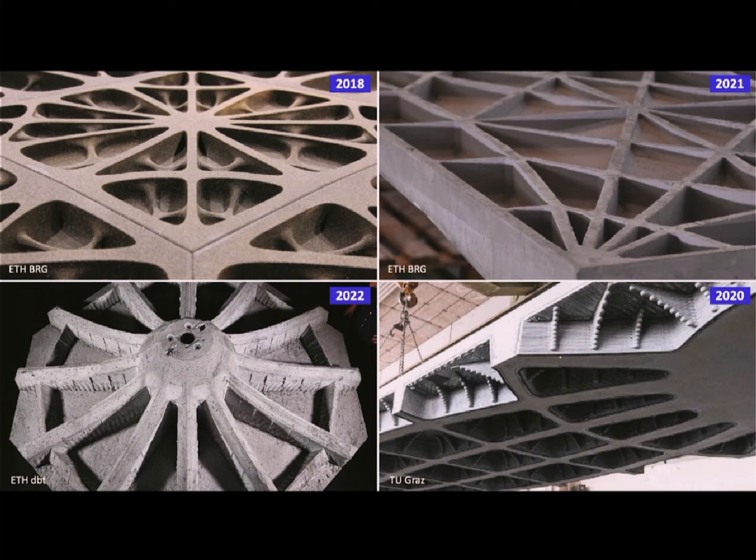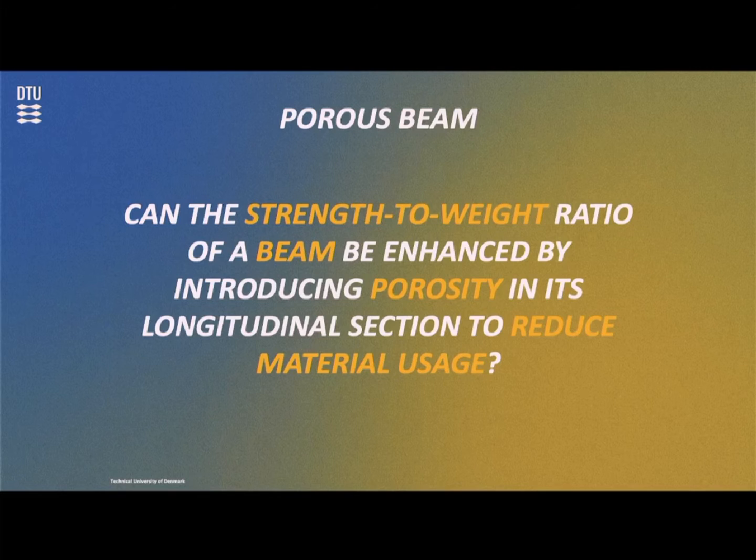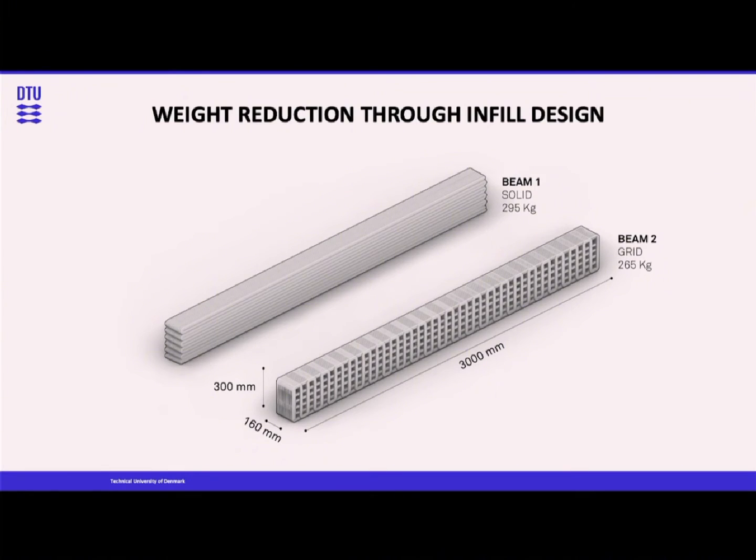And especially in academia, there's been a lot of work to use different fabrication approaches to optimize slab elements. Our approach, my approach, was to try to work on a porous beam. So can the strength to weight ratio of a beam be enhanced by introducing porosity in its longitudinal section to reduce the use of material? And by porosity, I mean literally creating voids in my elements.